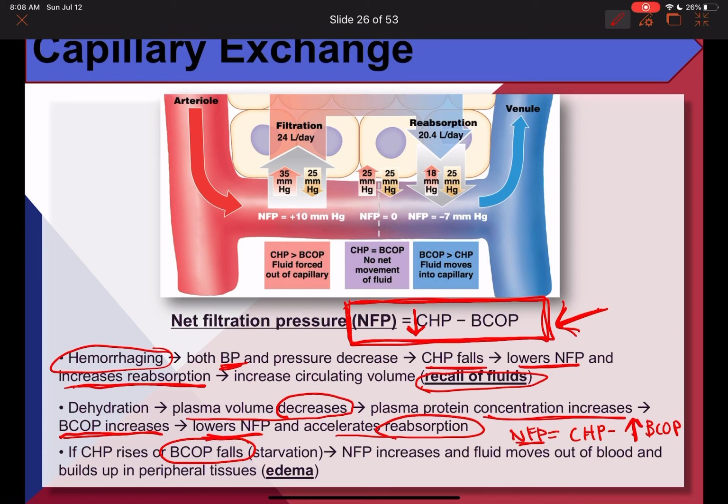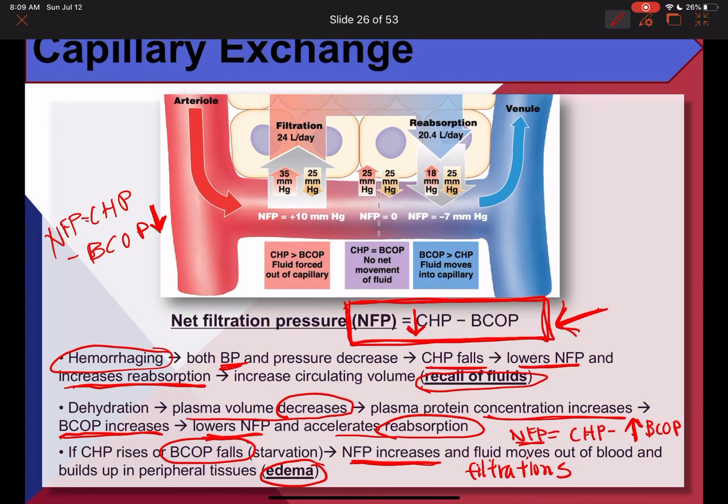So we look back at our formula here, NFP equals CHP minus BCOP. If BCOP goes down, we're subtracting a smaller number from this constant number. So what will happen to NFP? NFP will increase, which means it will become a more positive value, which means filtration predominates when BCOP is decreasing. And fluid will be moving out of blood into your tissues and cells. And we call this edema.